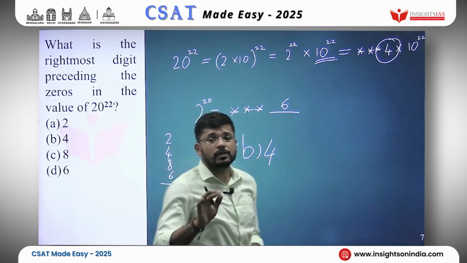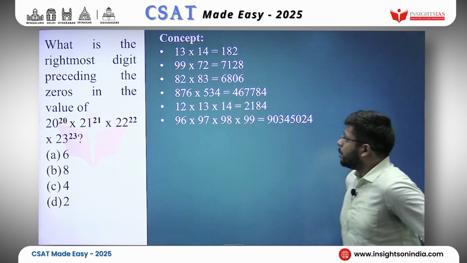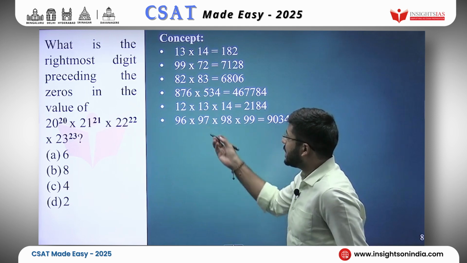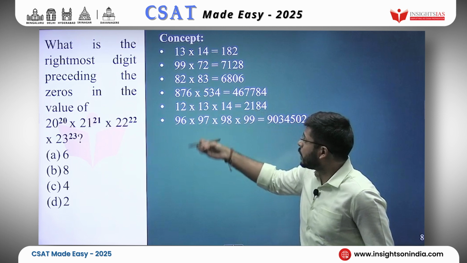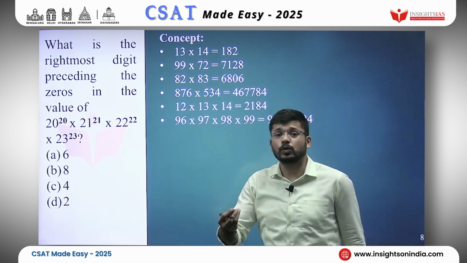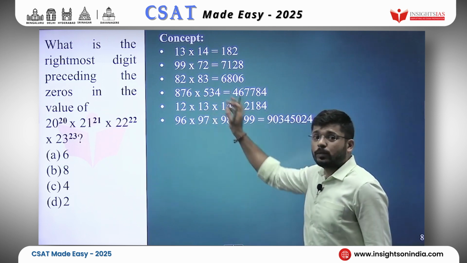Okay, let's look at the next question. What is the rightmost digit preceding the zeros in the value of 20 raised to 20, 21 raised to 21, 22 raised to 22 and 23 raised to 23? Okay, and what is the concept behind this question?